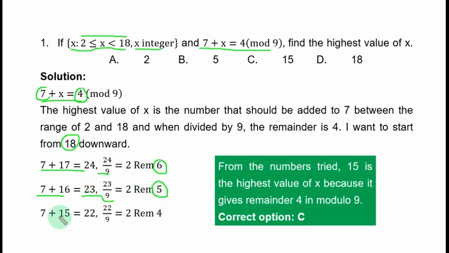We try the next number, that is 15. 7 plus 15 is 22. Divide by 9, you have 2 remainder 4. So note the number that gives a remainder of 4 after the addition and division. From the numbers tried, 15 is the highest value of S because it gives remainder 4 in modulo 9. So the correct option is option C.